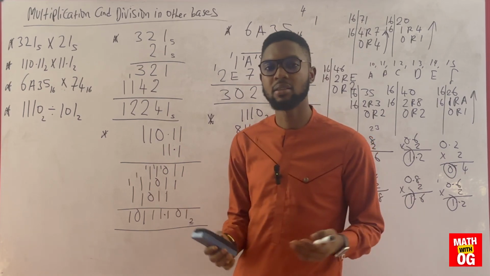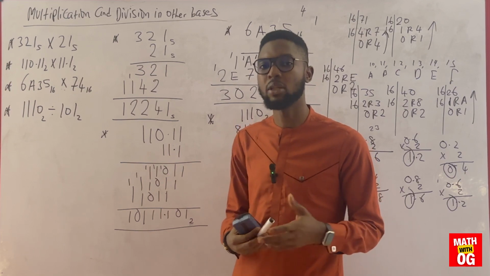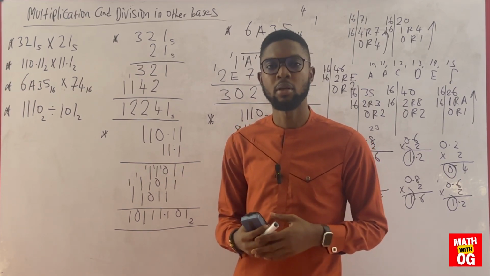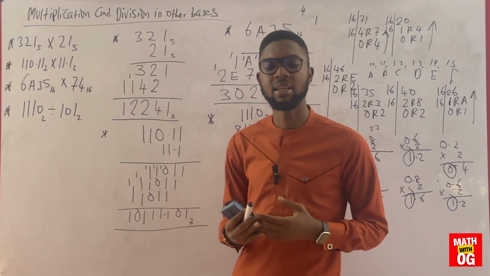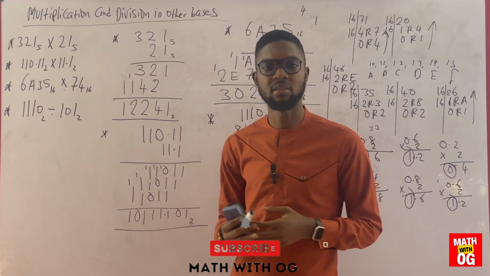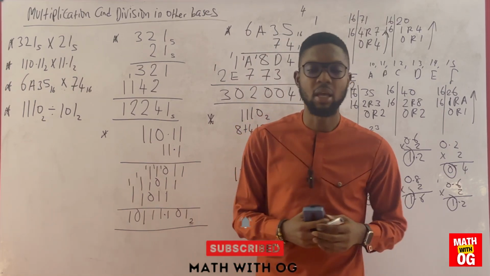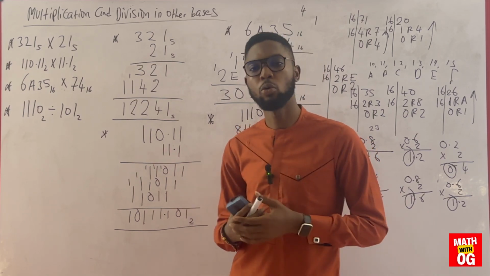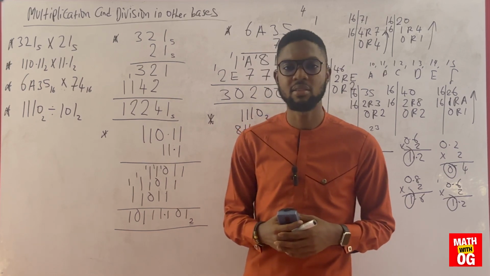Now that's how we add, rather that's how we multiply and divide numbers in other bases. So far we have learned how to add and subtract and how to multiply and divide in other bases. In our next video, we'll be looking at the relationship between binary, octal, and hexadecimal number systems. That means how do we change from hexadecimal to binary or from octal to binary without going through base 10. There's a relationship for that. So we'll be doing that in our next video.